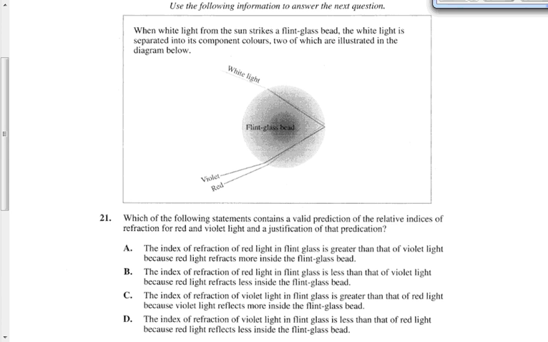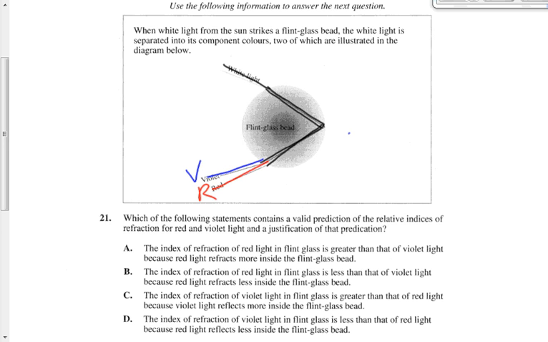Question says, when white light from the sun strikes a flint glass bead, the white light is separated into its component colors, two of which are illustrated in the diagram below. So we've got white light coming in. Can't see it very well in this diagram, but you can in your photocopy, where it's refracting, right? The white light is splitting up right here. It's refracting, and then it reflects like this, and we get violet light coming out here, and we get red light coming out here.